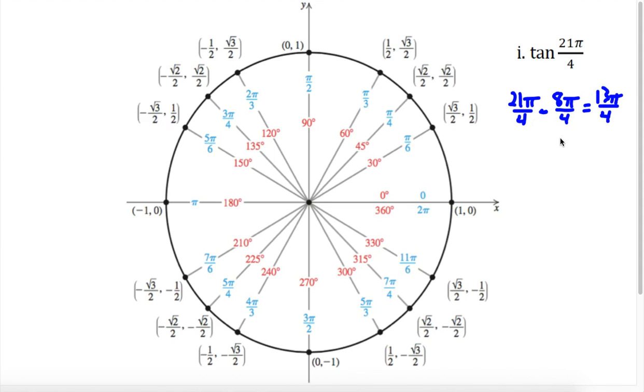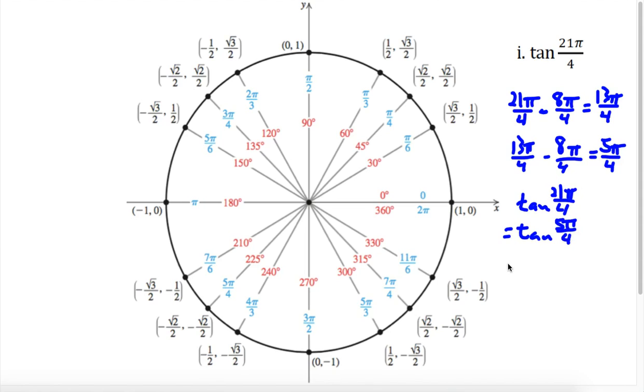That is still not in between 0 and 2 pi, so I actually have to subtract 2 pi again. So 13 pi over 4 minus 2 pi again, and 2 pi and 8 pi over 4 would be the same. So 13 minus 8 is 5. So we end up with 5 pi over 4. So this tangent of 21 pi over 4 is just going to be equal to tangent of 5 pi over 4.